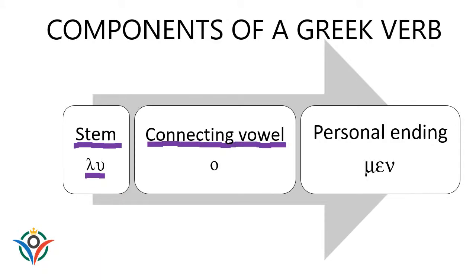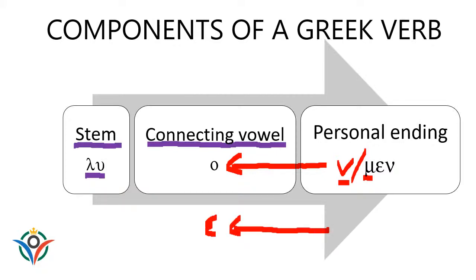Now the connecting vowel is often used to aid with pronunciation of a word. And that is because Greek will also add suffixes after the connecting vowel. Now, an important rule to be aware of is that in the indicative mood, if the personal ending begins with a mu or a nu, then the connecting vowel will be an omicron. And if the personal ending begins with anything else other than the nu or the mu, then the connecting vowel will be an epsilon. So just be aware of that rule. And then the personal ending in this example is men.